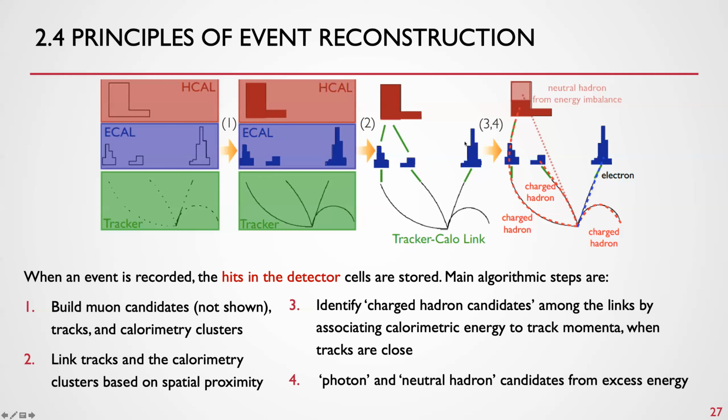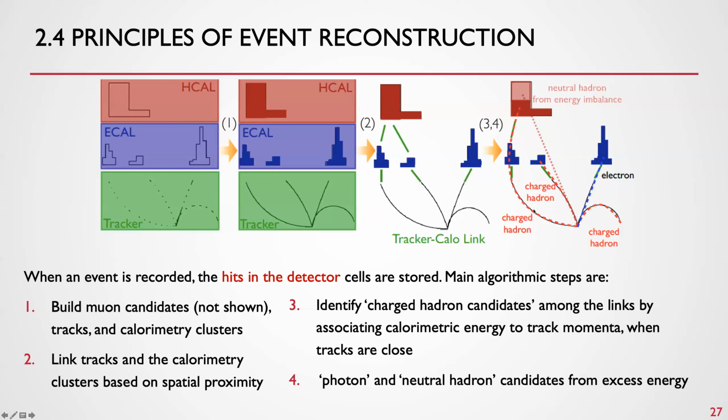That guy over here to the right corresponds geometrically to this track here. And then there is a track that's on its own. It does not have a calorimetry link, and that forms its own particle. And eventually, we use an algorithm to decide which links we preserve.